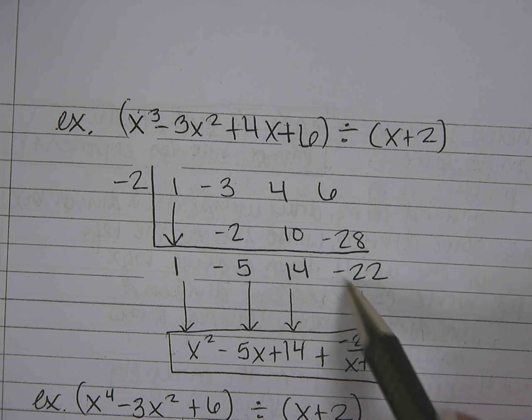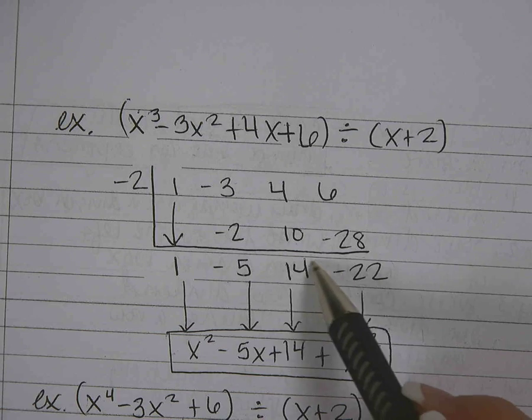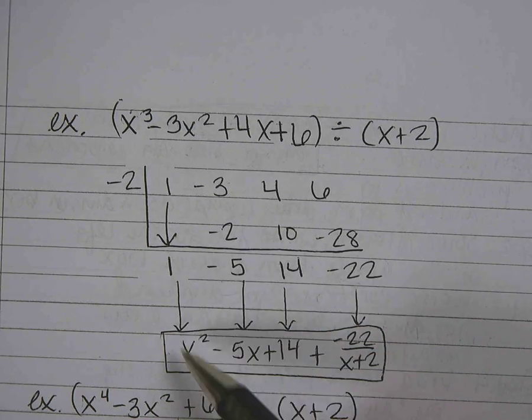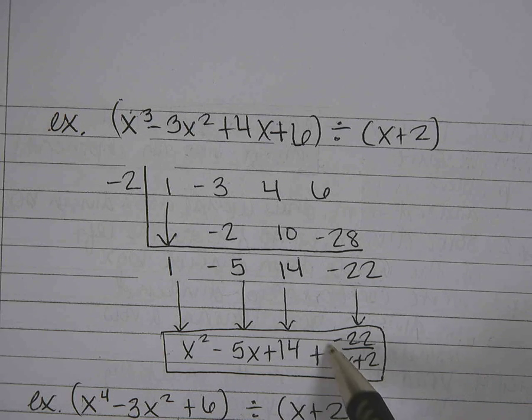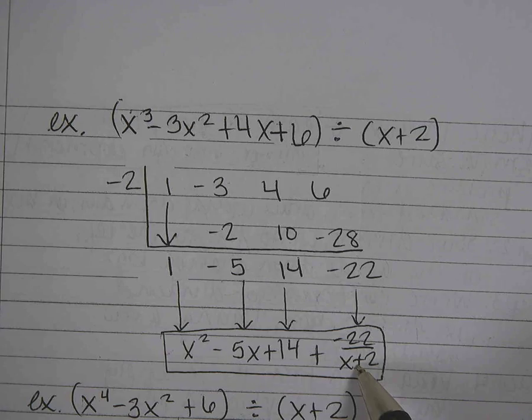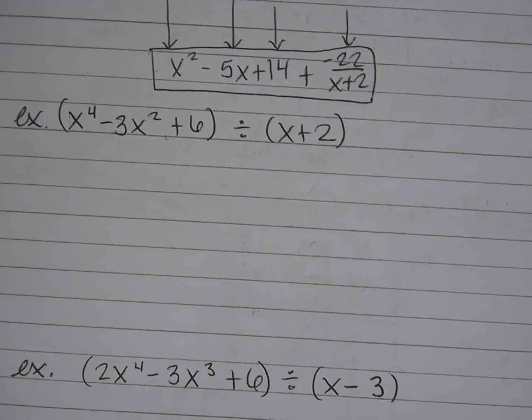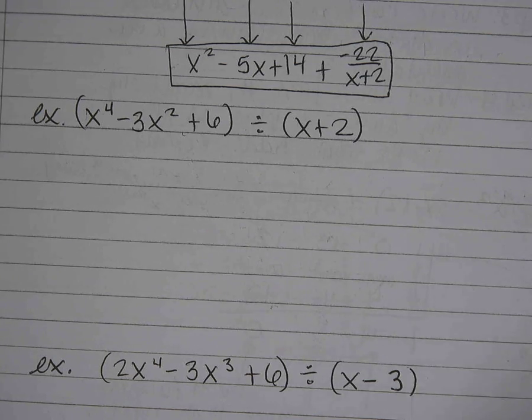This last number is my remainder. This is my constant. This is my x. And this is my x squared. This is where that comes from. And remember the correct way to write it with your plus and your remainder over your divisor. Okay? So now let's pause and let y'all work this one on your own.